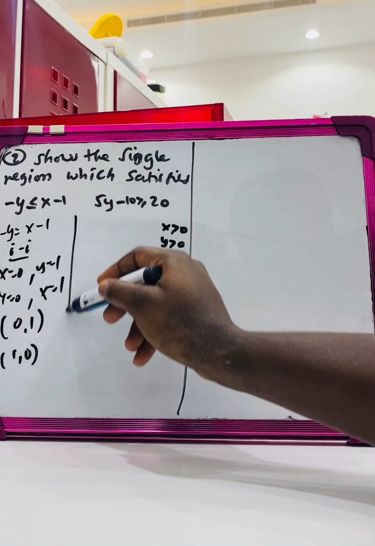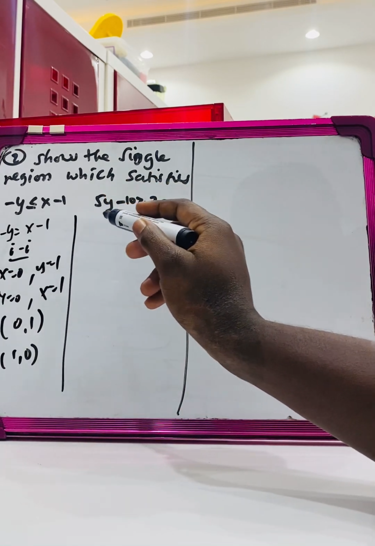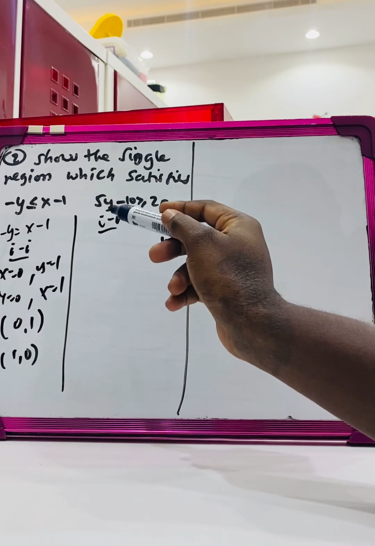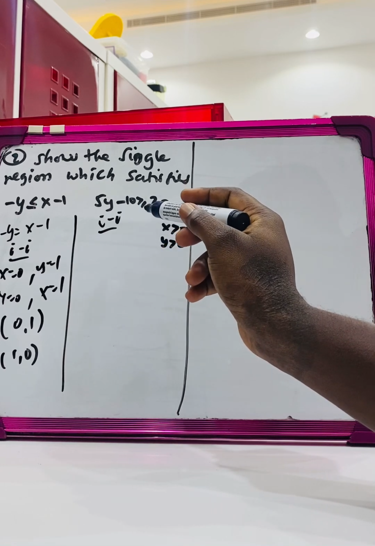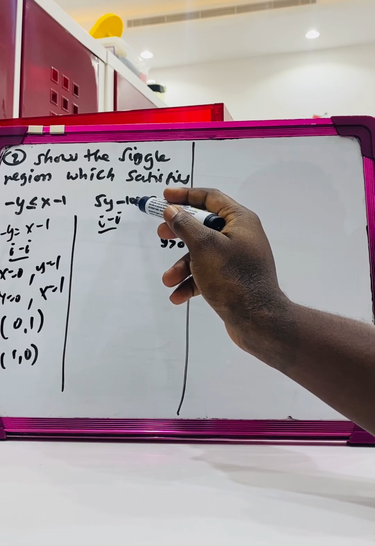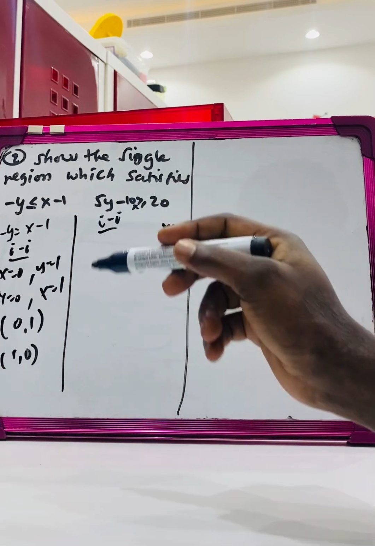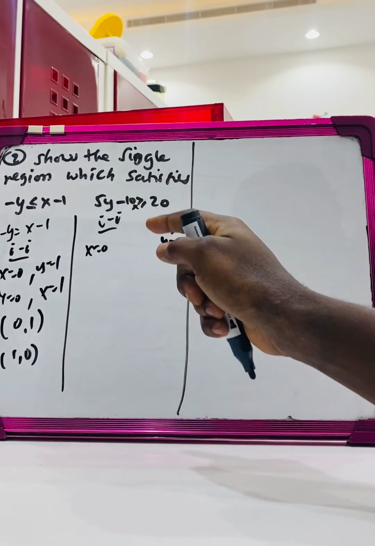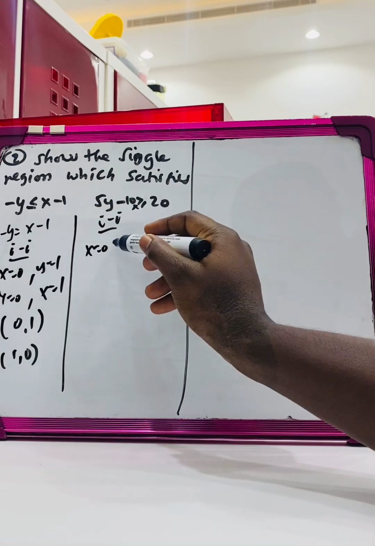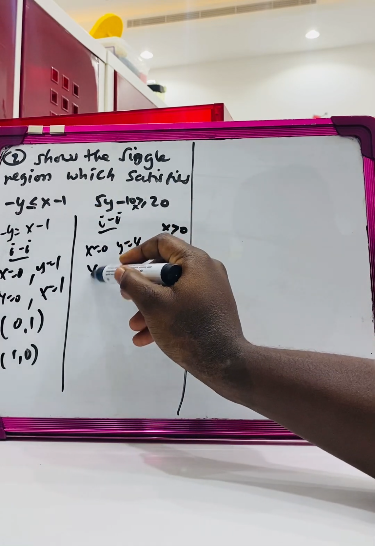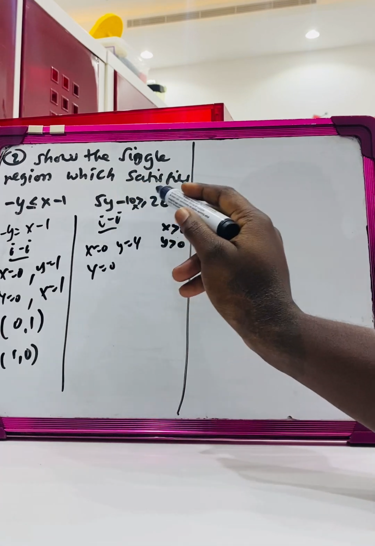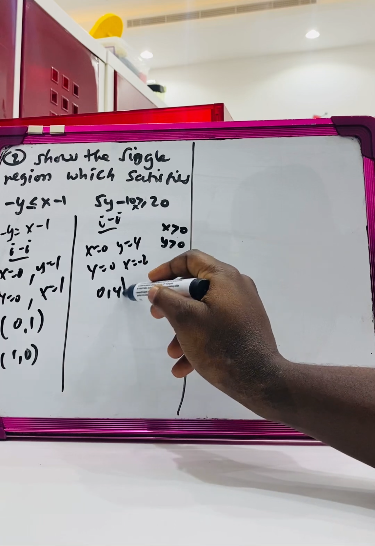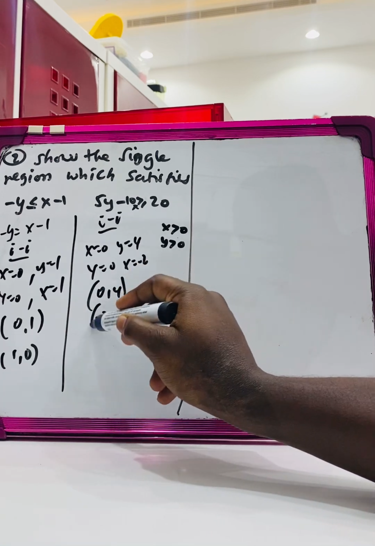I will grab the second line, 5y minus 10x greater than or equal to 0. I'm just staying with intercept because it's quite faster to solve. When x is 0, the whole of this goes to 0, 5y equals 20. My y is 4. When y equals 0, the whole of this is 0, negative 10x is 20, then x is negative 2. So I have the points 0 and 4, negative 2 and 0.